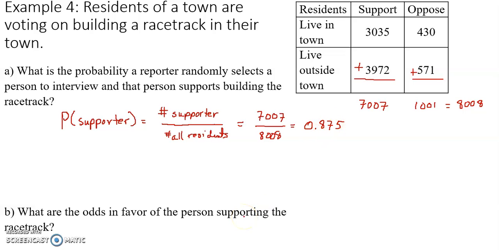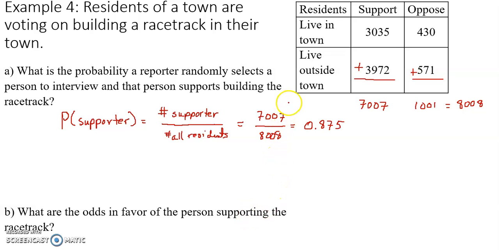Now, oftentimes when you're talking about probability, people will say odds, especially with horse racing. The odds are, or in ball games and things in sports. What are the odds in favor of a person supporting the racetrack?